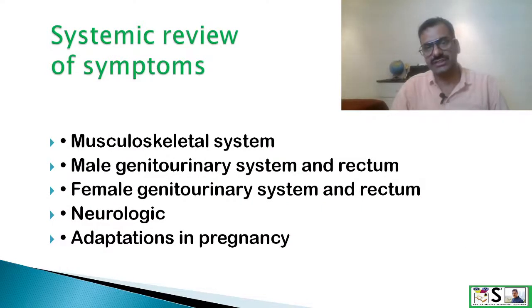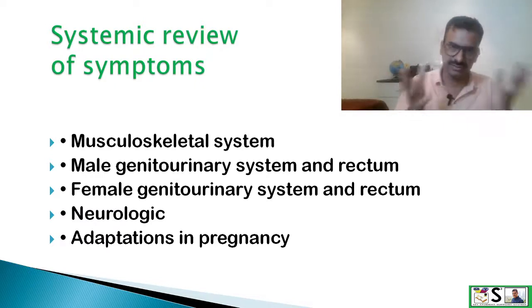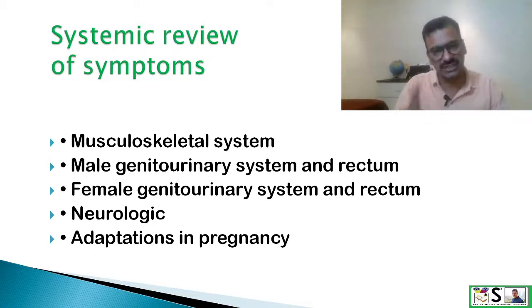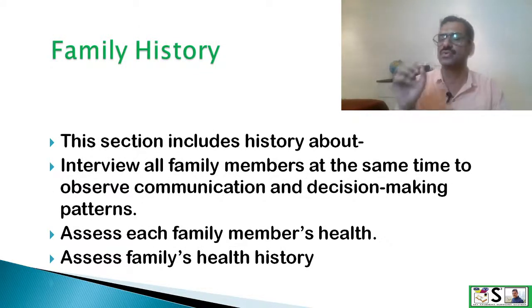We will also touch the musculoskeletal system, male genitourinary system as well as rectum, female genitourinary system if the client is female, neurological or nervous system, and adaptations in pregnancy if the client is pregnant. So the meaning of systemic review is to touch each and every system.